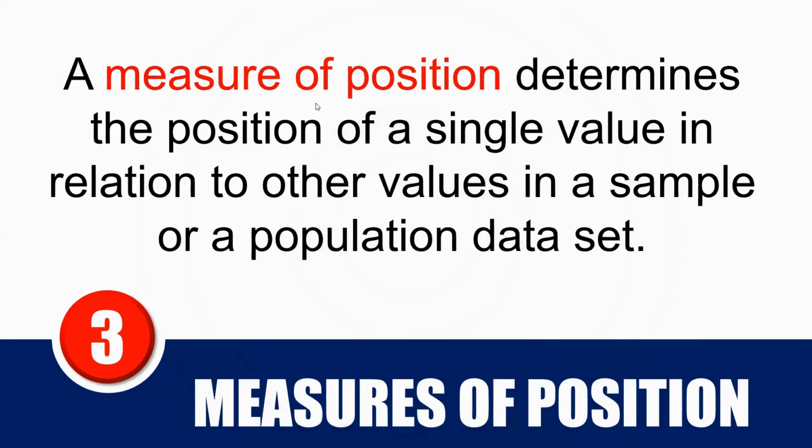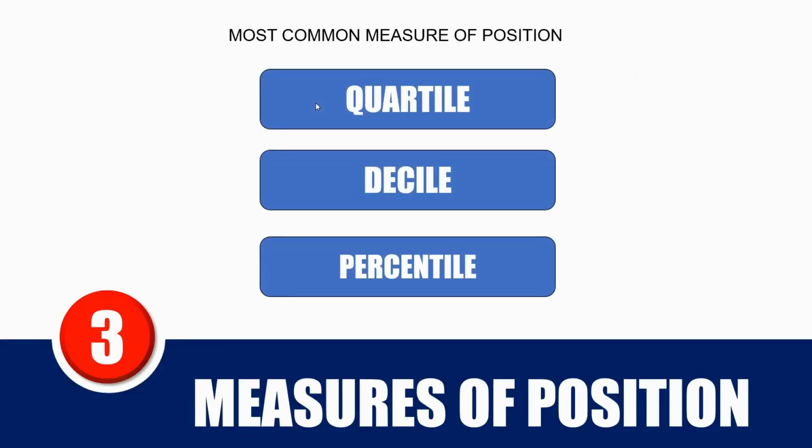A measure of position determines the position of a single value in relation to other values in a sample or population dataset. It refers to statistical tools that describe the relative standing or the rank of the data value within a dataset. So they help to identify where a particular data point lies in relation to other values. The most common measures of position are quartile, decile, and percentile.